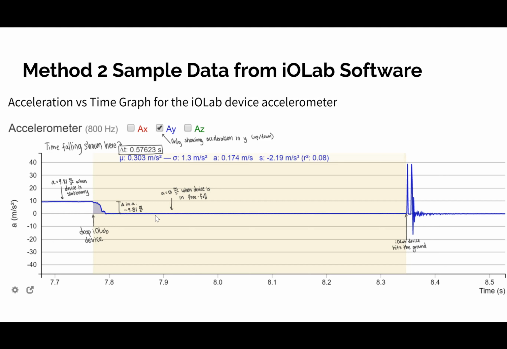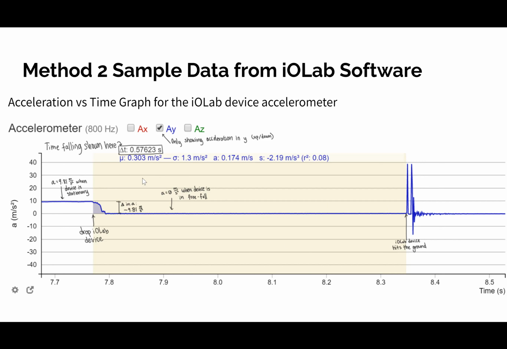This was when I let go of the device, and while it was in free fall, you'll notice that it was actually at 0. This makes sense because the change in acceleration was negative 9.81 meters per second squared, and acceleration was constant. This little bouncy part over here is when the device hits the ground, and we don't really care about that. What we care about is this time period when it's flat after I dropped it, and we're able to find the time right here using this.